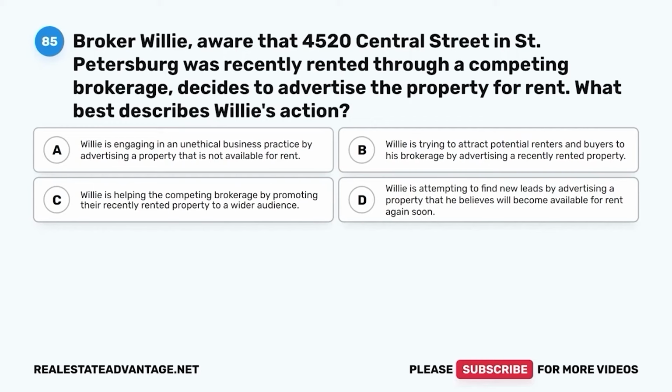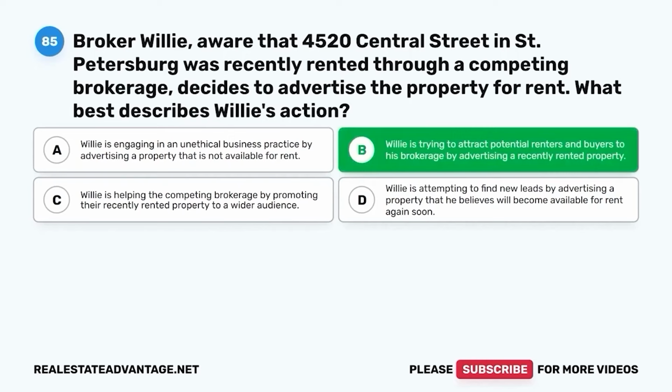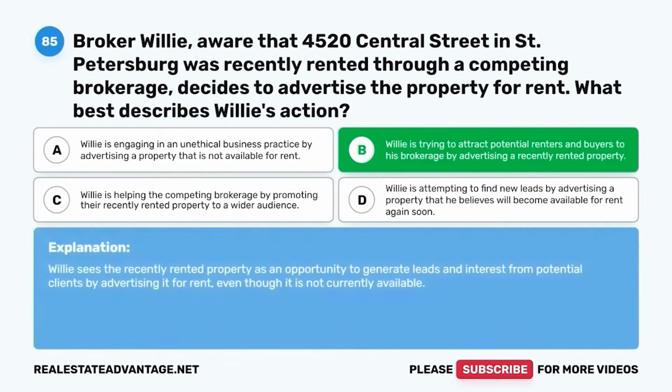The correct answer is B. Willie is trying to attract potential renters and buyers to his brokerage by advertising a recently rented property. Willie sees the recently rented property as an opportunity to generate leads and interest from potential clients by advertising it for rent, even though it is not currently available.